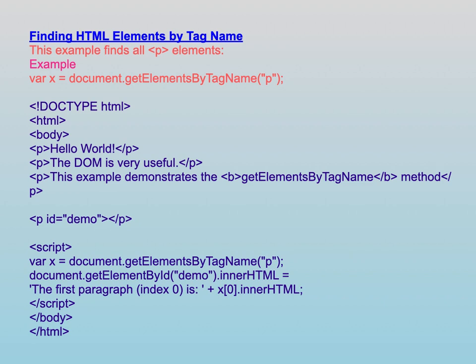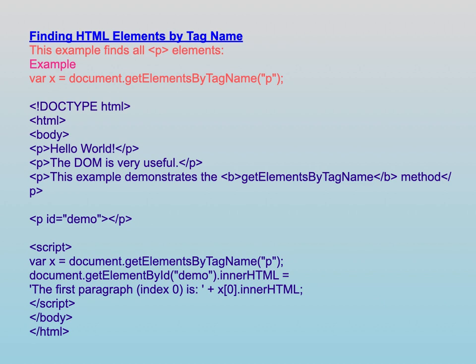So x becomes an array of elements. So now x is an array. In JavaScript, arrays are considered as objects. So x now consists of 4 paragraph elements. x of 0 will be the first paragraph element with the content hello world.